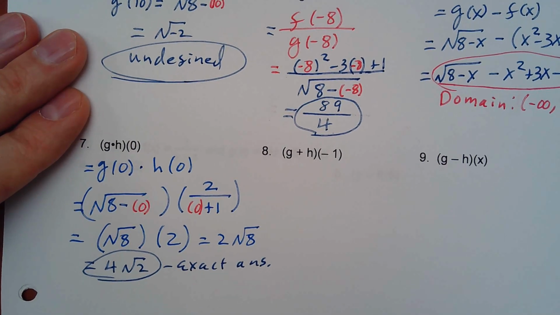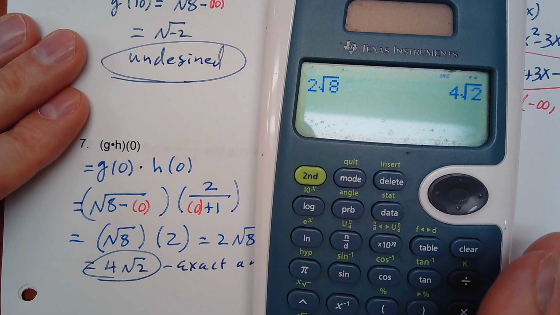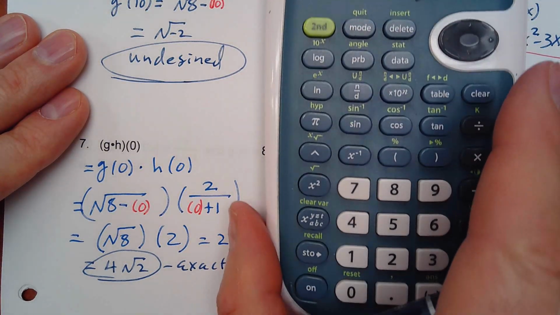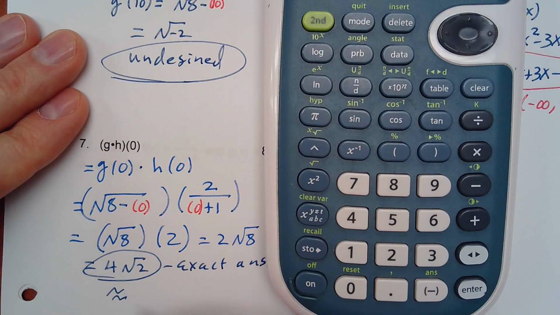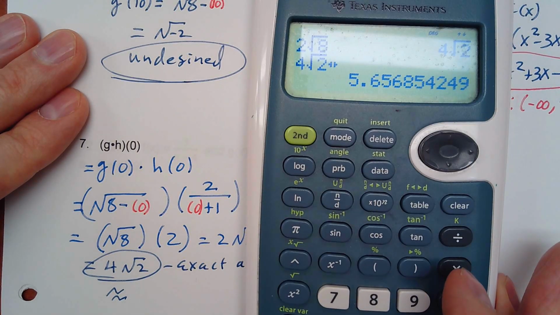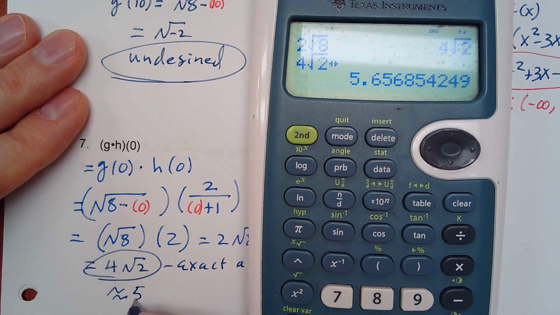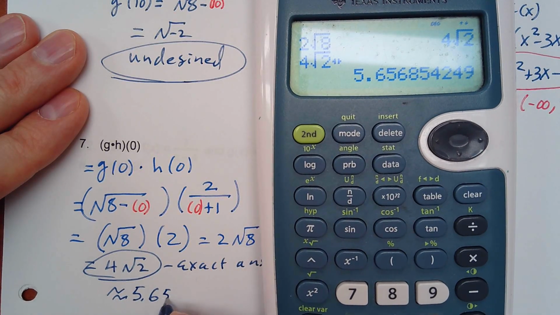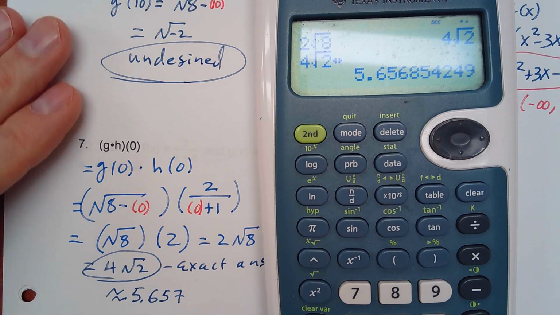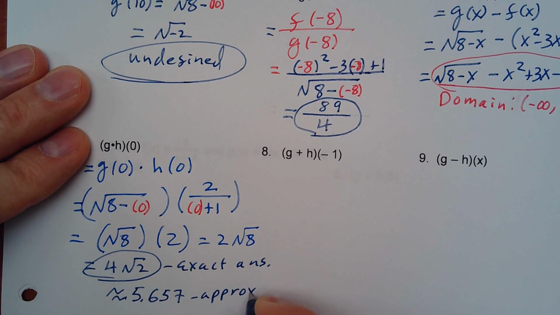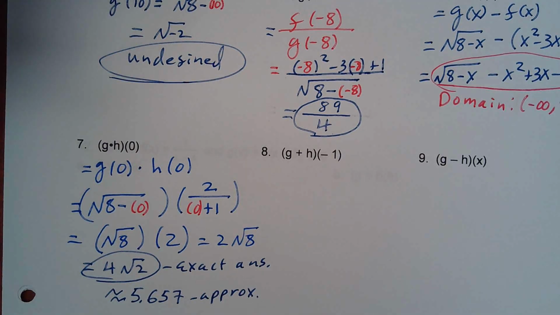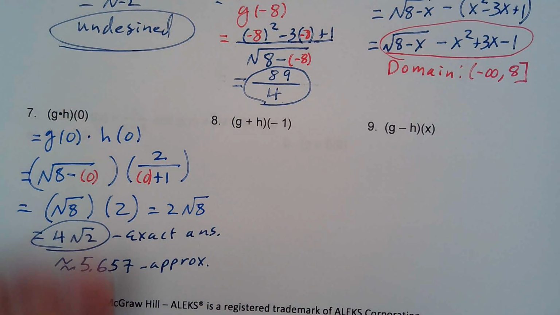Now, if they say to approximate to 3 decimal places, then on your TI 30XS, you can hit this double arrow key and it'll give you an approximation. So my approximation here would be 5.657 if we round that to 3 places. So you just have to pay attention to the directions in Alex.